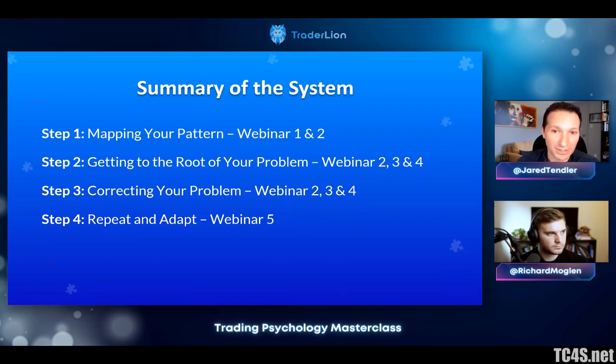Step three is correcting the problem. Once you understand the problem and what's causing it, correcting it is a lot easier. But you still have to do it the right way. Otherwise, your knowledge can get wasted. And I am certain that there are some of you in this room right now who have the knowledge, but you're not applying it in the right way. And step four, which we're going to get to in the last webinar, is repeat and adapt. Again, you're learning a system that you can use again and again.